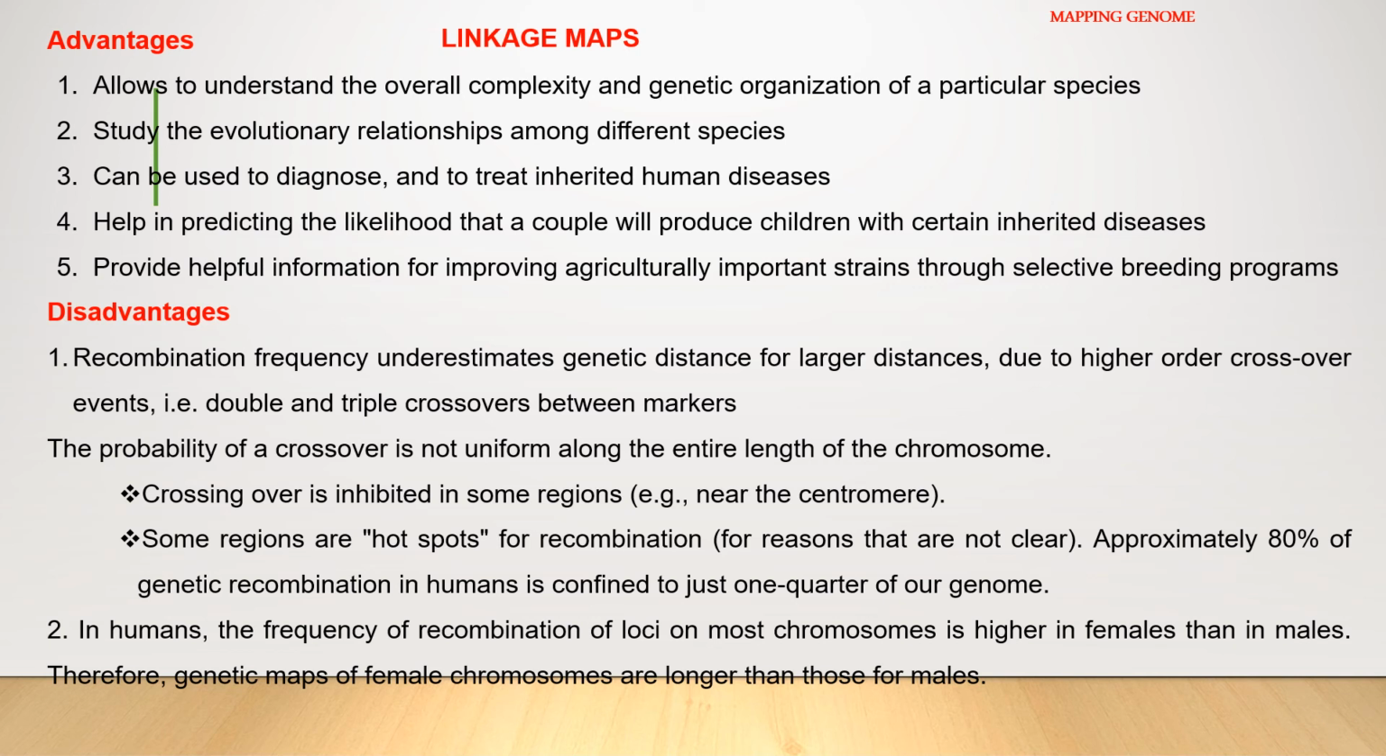The limitations of linkage maps are that recombination frequencies always underestimate genetic distances for larger distances due to interference. Crossing over is inhibited in some regions, while there are certain hotspots for recombination in the genome. In humans, the frequency of recombination of loci on most chromosomes is higher in females than in males.